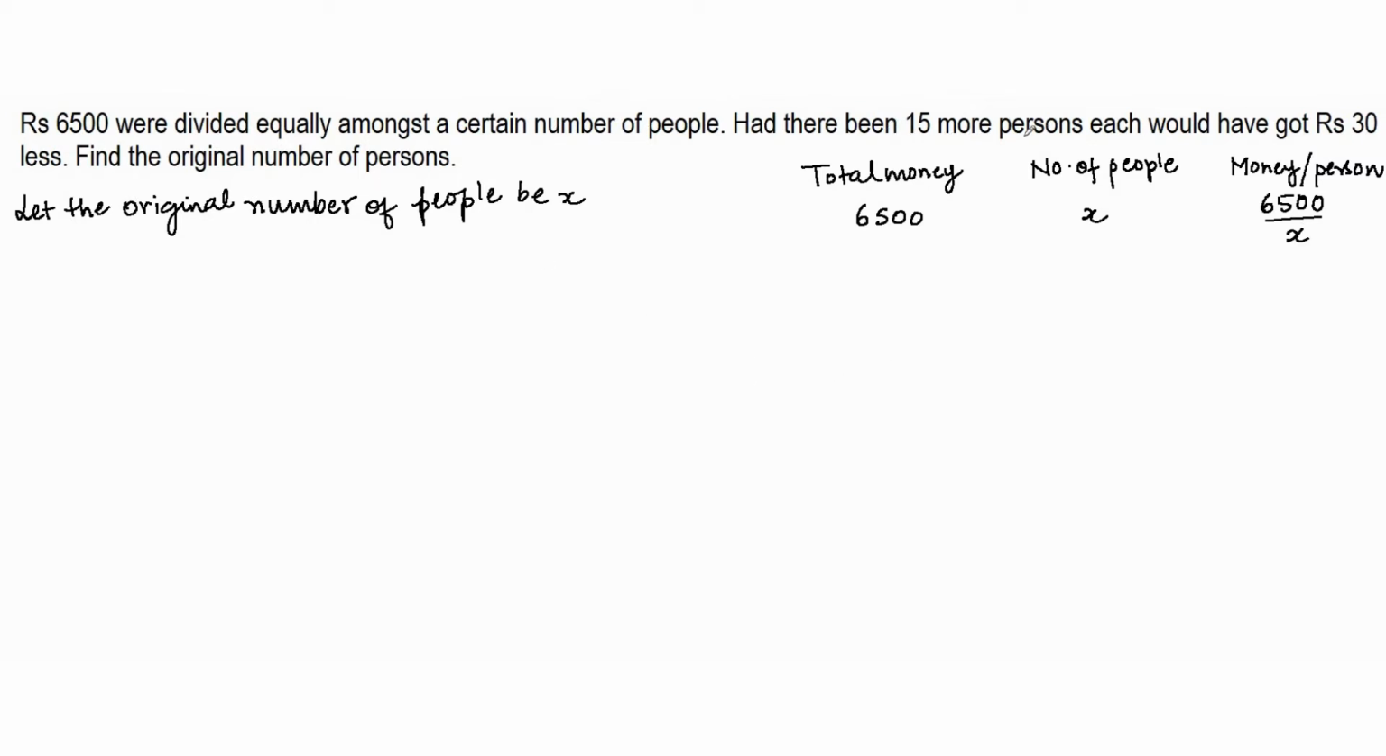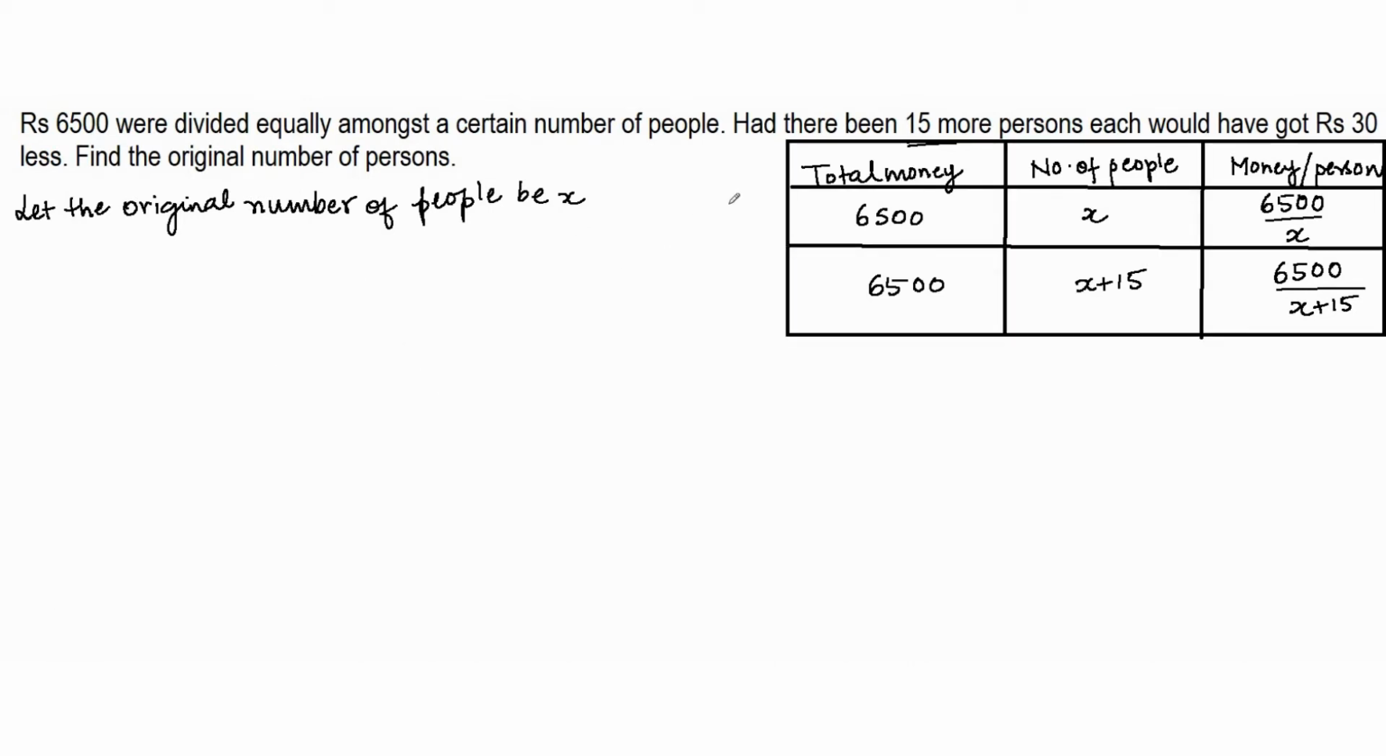Now it is said that had there been 15 more persons, so if instead of x there are x plus 15 people now, again the money remains 6,500. So the money that gets distributed per person in this case is going to be 6,500 divided by x plus 15. Right? So this is the table that we can build.